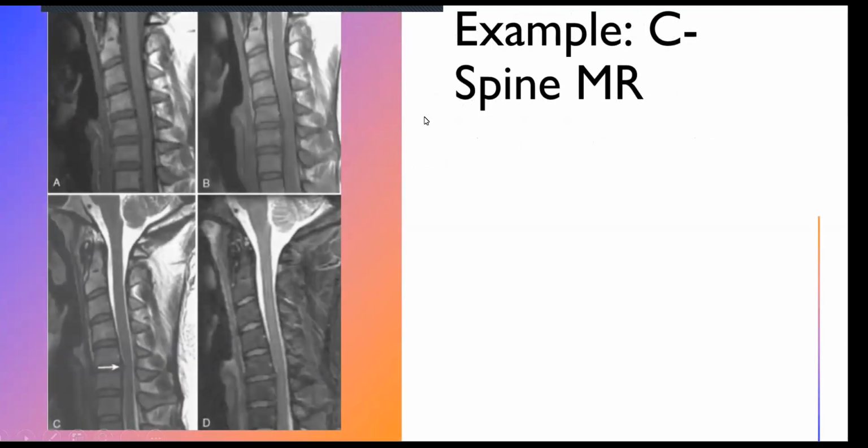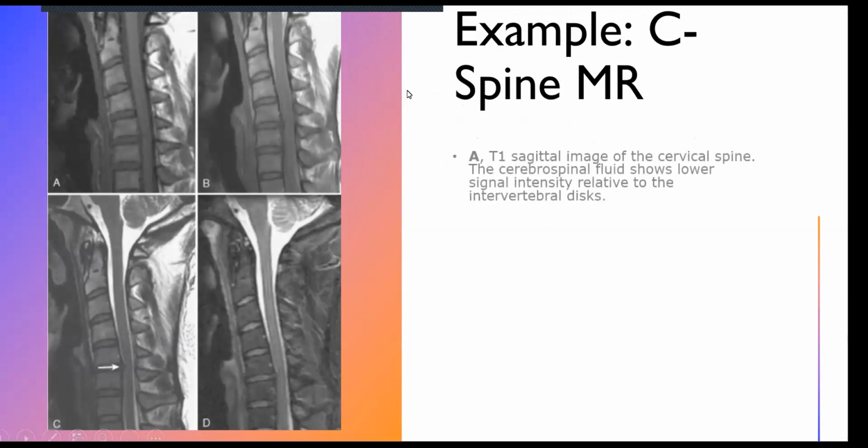Let's see an example in the spine, a cervical spine MRI. You can see the first one in A, the sagittal image of the cervical spine. The CSF here shows lower signal intensity in relation to that of the intervertebral disc. You can see this is the spinal cord in the middle, and between it is the CSF. We are concerned with the CSF now between T1 and T2, and you can see that the CSF in T1 looks like the signal intensity of the disc.